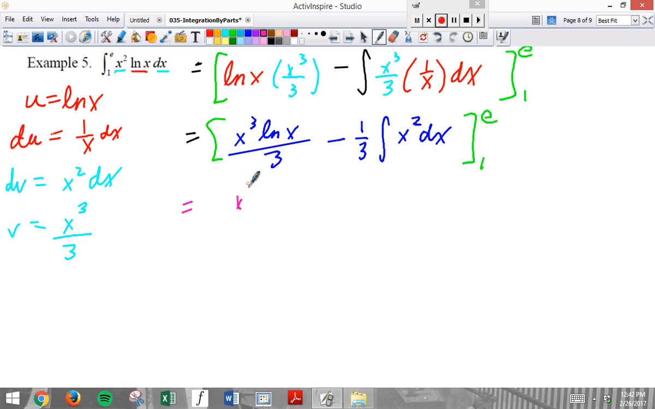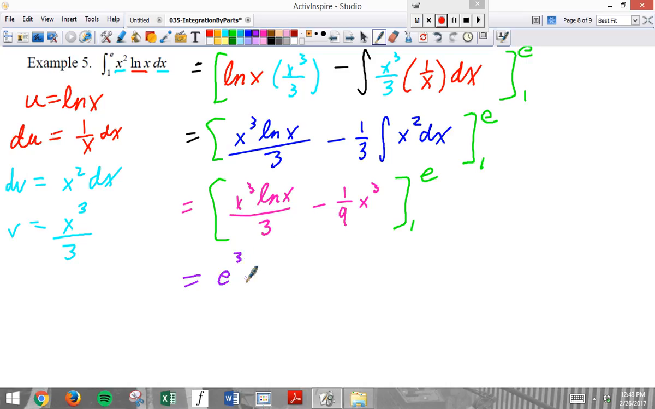X cubed ln x over 3 minus integral of x squared is x cubed over 3. So I hope you do not object to me writing 1/9 x cubed. And now, do not forget to evaluate from 1 to e. Again, on the AP test, this is most of your points. Most of your points. You gotta go the extra step though, people.